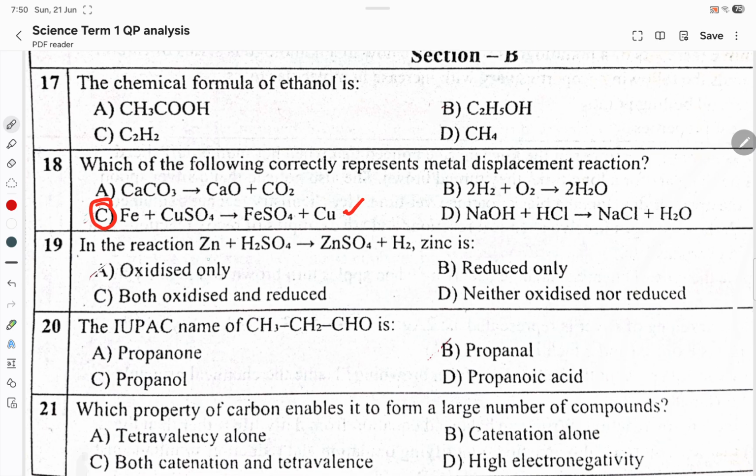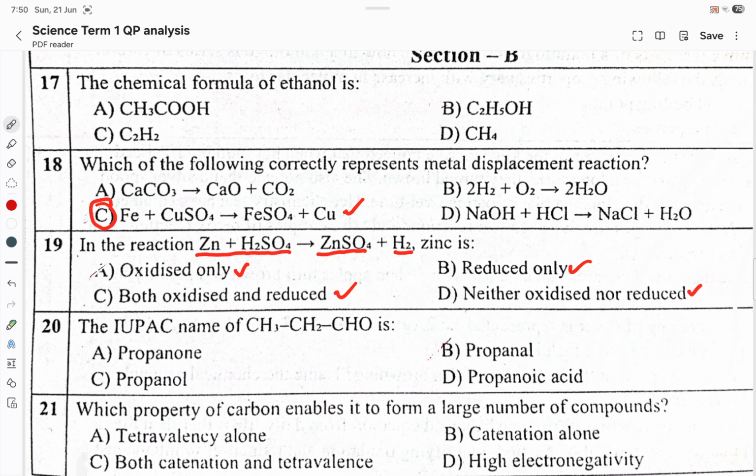In the reaction zinc plus sulfuric acid, zinc sulfate and hydrogen are produced, right? So what is the zinc here? Option A, it is given as oxidized only. Option B, reduced only. Option C, both oxidized and reduced. Option D, neither oxidized nor reduced. Now let's find out the correct option.